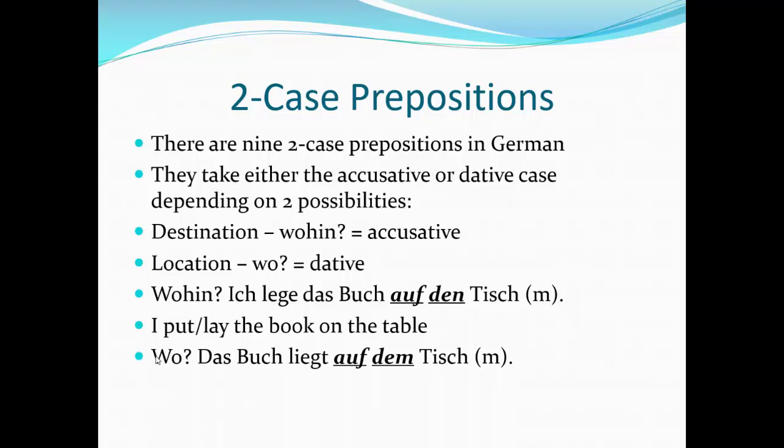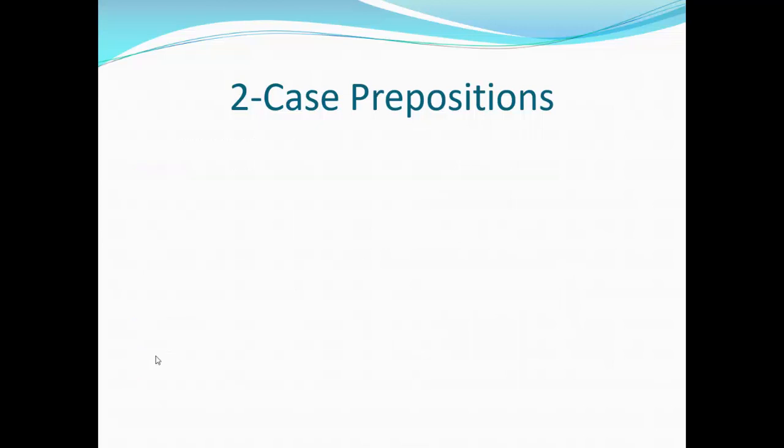Now, once it's there, I would say, okay, the question is wo. Das Buch liegt auf dem Tisch. So you can see it changes from auf den Tisch to auf dem Tisch. Okay, so now it is actually lying on the table. So let's get an idea of what these prepositions are.